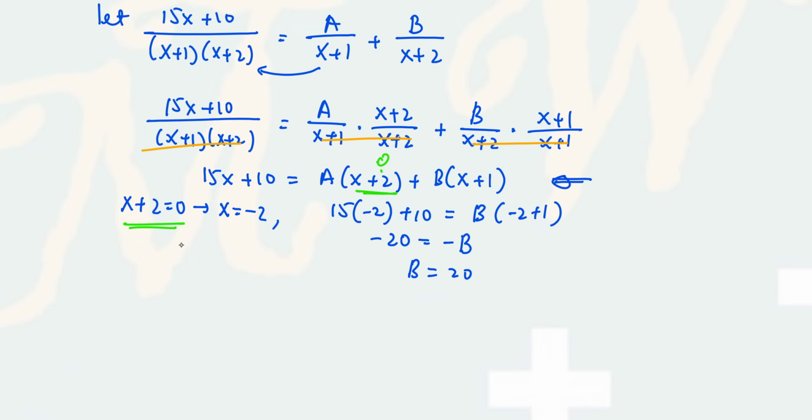So now next step is let the second factor be 0. So I let x plus 1 be 0.